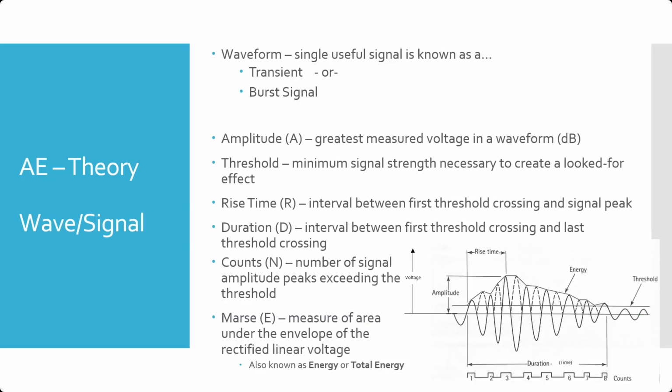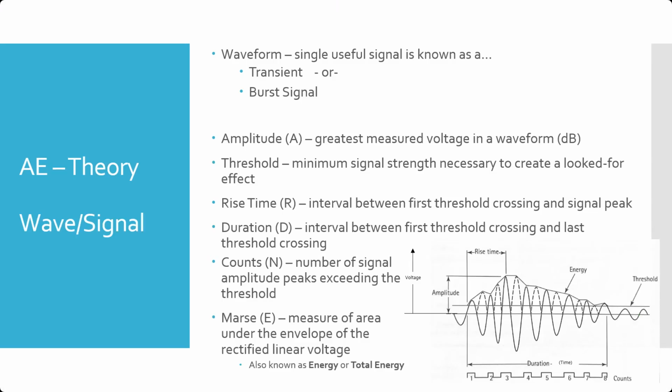So when we're performing acoustic emission, we're going to be looking for a specific item called a waveform. And a waveform is a single useful signal. These are typically transient or burst signals. That means they occur for a short period of time when the damage actually occurs, right? We don't necessarily want to look at long-term, although with things like motor monitoring and bearing monitoring, you're going to listen to the general sound.